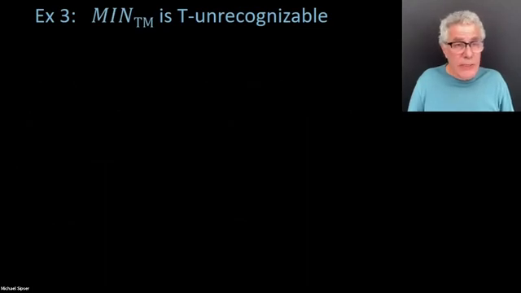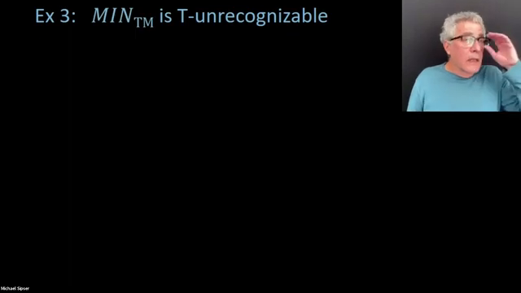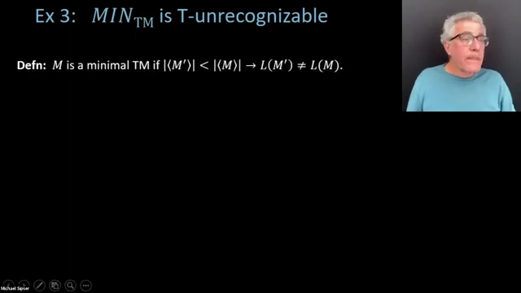Here's another exercise of the recursion theorem. So let's say a Turing machine is minimal if its description is the shortest among all Turing machines which behave the way it does, which are equivalent to it.